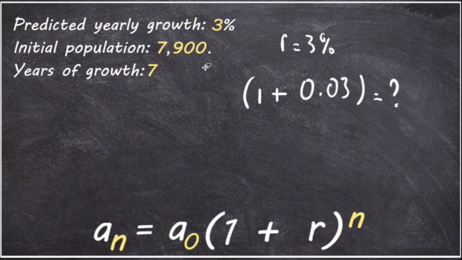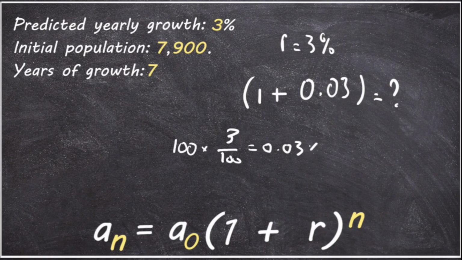Now 3% is the amount by which the population is growing, so it's an increase. But here's something interesting. We've just shown that 0.03, which is equal to 3 over 100, represents 3%. So let's say we wanted to find out what 3% of 100 is. We would multiply 100 by 3 over 100.